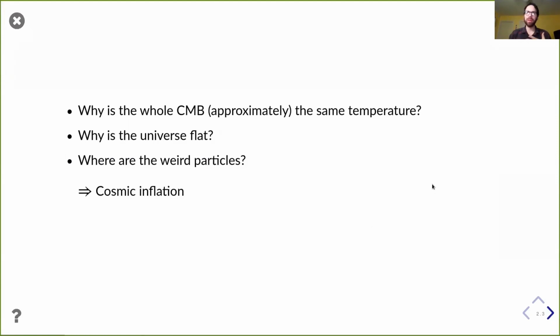There are a couple other commonly cited motivations for inflation too. Why is the universe flat, and where are the weird particles? For it to be exactly flat requires not a little bit too much or too little matter. And we would expect to see some magnetic monopoles or other weird particles based on the theories of physics we have, but we know that they're very dilute if they exist at all. So cosmic inflation is a way of solving these 3 problems.